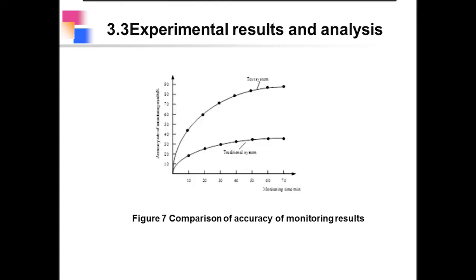Experimental results and analysis. Figure 7, comparison of accuracy of monitoring results. Observing Figure 7, we can see that as the monitoring time increases, the accuracy of the monitoring results of the system in this paper and the accuracy of the monitoring results of the traditional system are increasing. But the accuracy of the early warning system studied in this paper is always higher than that of the traditional early warning system.